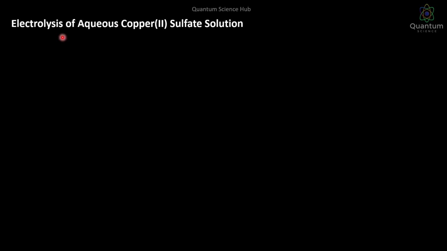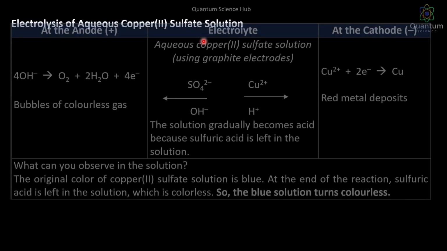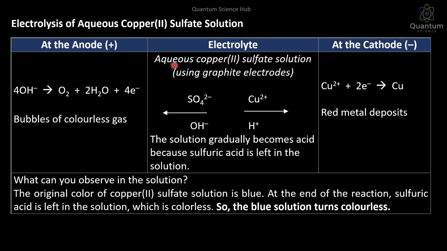Okay, now let's see the electrolysis of aqueous copper 2 sulfate solution. Please look at this table. The electrolyte we are using here is aqueous copper 2 sulfate solution, using graphite or carbon electrodes, right? From the substance, we have Cu2 positive and SO4 2 negative. And from the water, it is always H positive and OH negative.